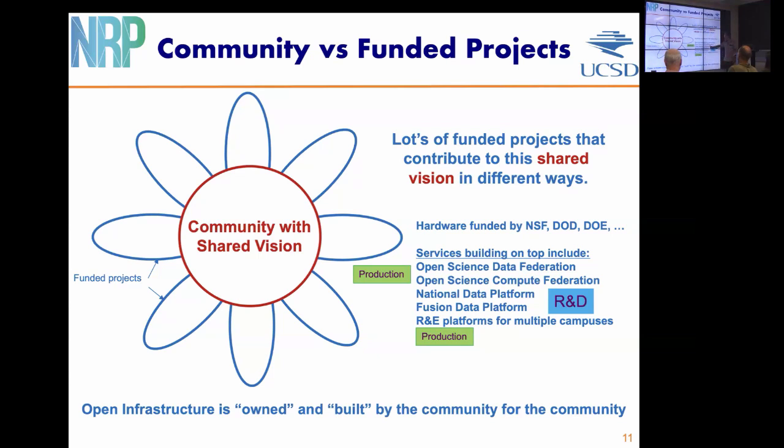There's the Open Science Data Federation, Open Science Compute Federation, National Data Platform, Fusion Data Platform for AI, and then there is IE platforms for multiple campuses. So we're starting to create this and implement this within the technical context that I'm going to talk about next. And literally, the hardware that you would see integrated at MapsForm is funded by anything that you want. There's NSF funding, DOD, DOE, individual faculty funding from startups, et cetera, et cetera, et cetera.